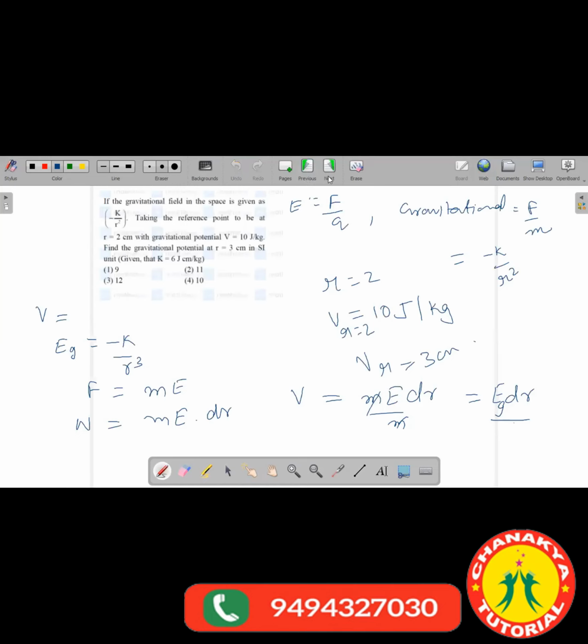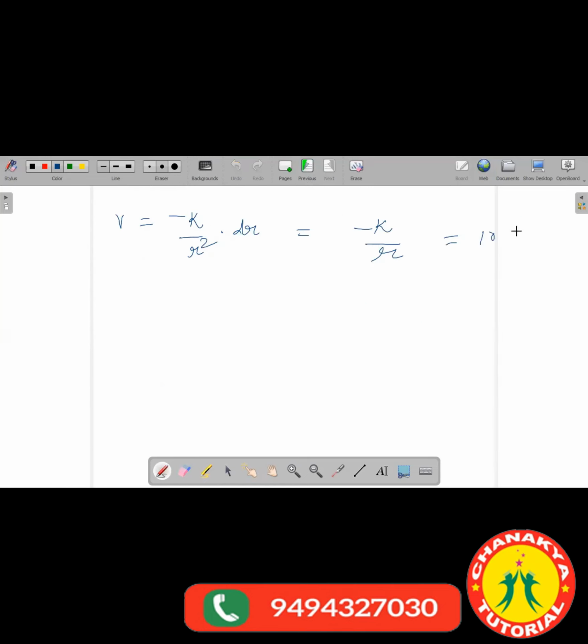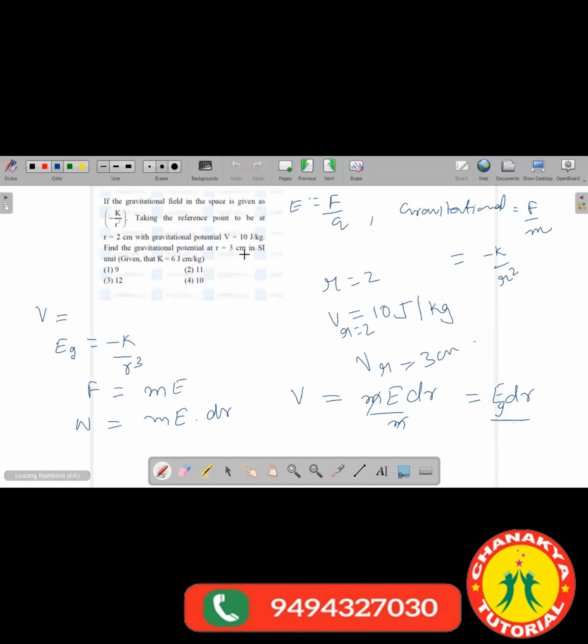This gravitational potential is 10 joule per kilogram. So we put it as 10 joule per kilogram when R equals 2. If you have R equals 2, this is the gravitational potential. Then we need to find out the gravitational potential when R is equal to 3.